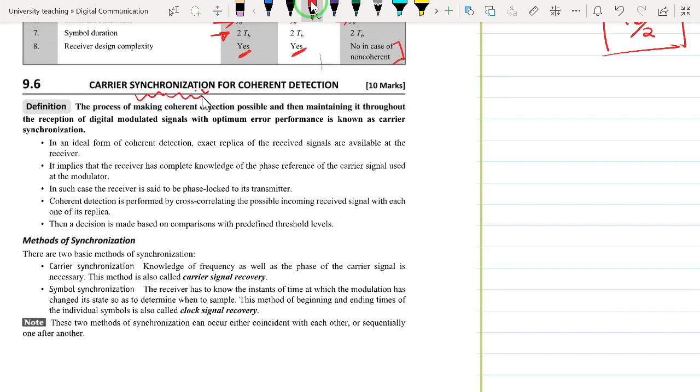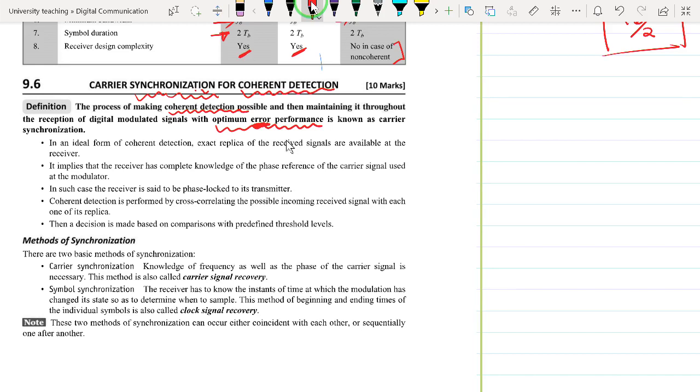And in this case, we discuss the carrier synchronization and symbol synchronization for coherent detection. By definition, synchronization is the process of making coherent detection possible and then maintaining it throughout the reception of the digitally modulated signal with optimum error performance, or minimal error at the receiver.